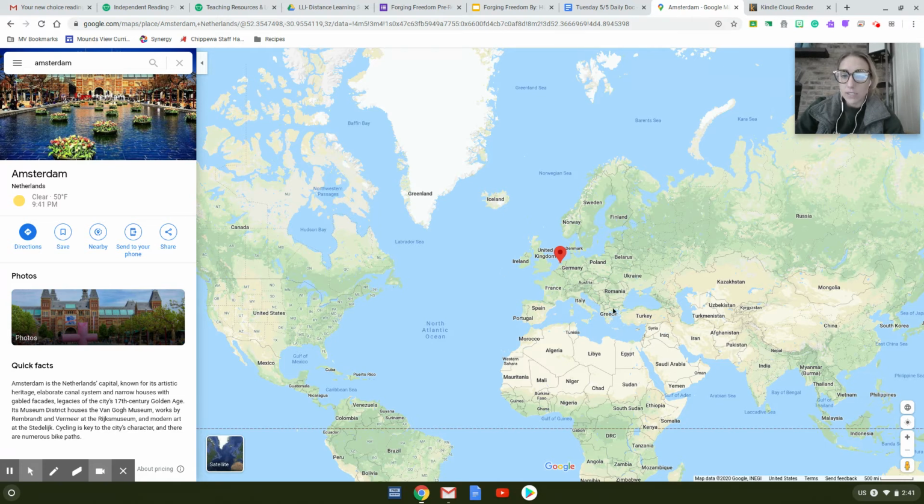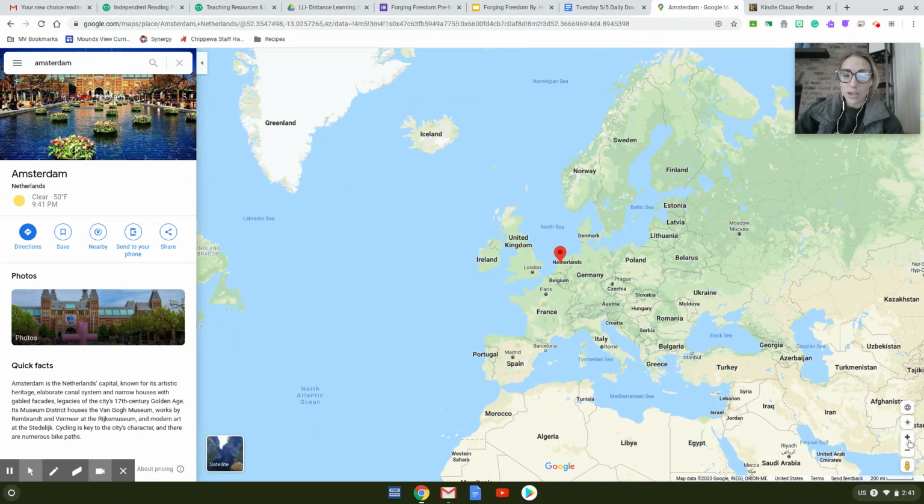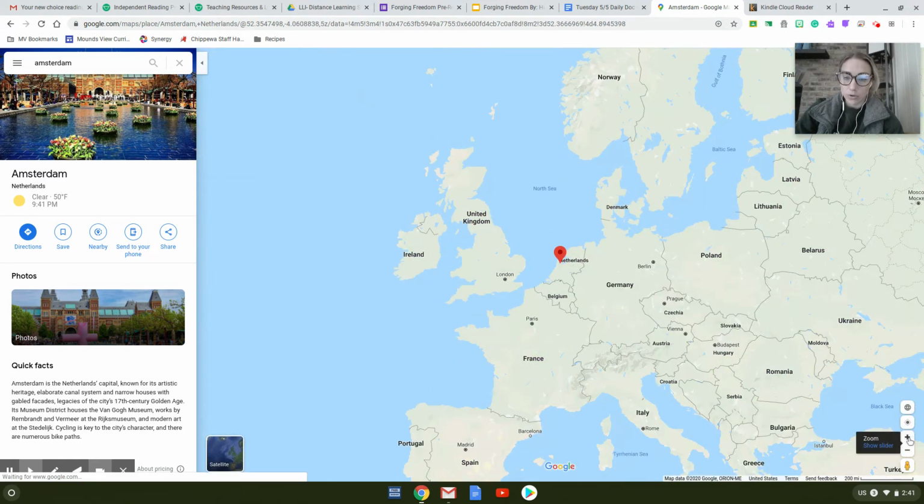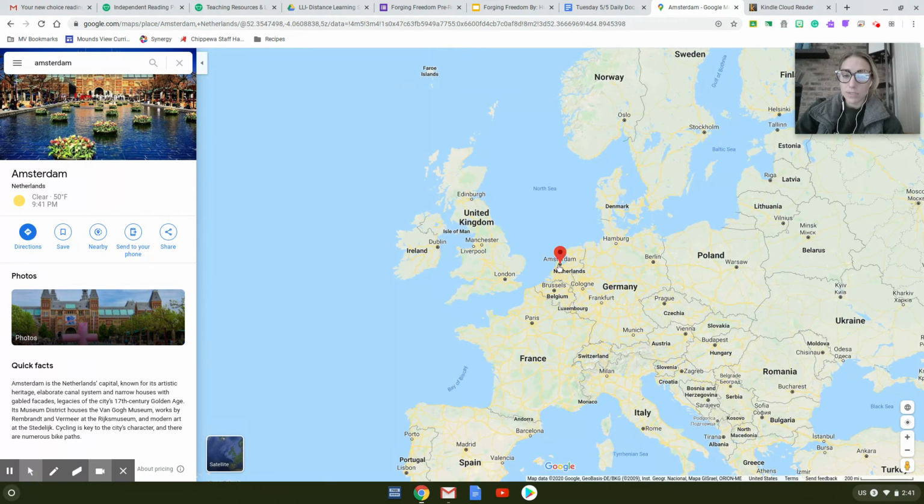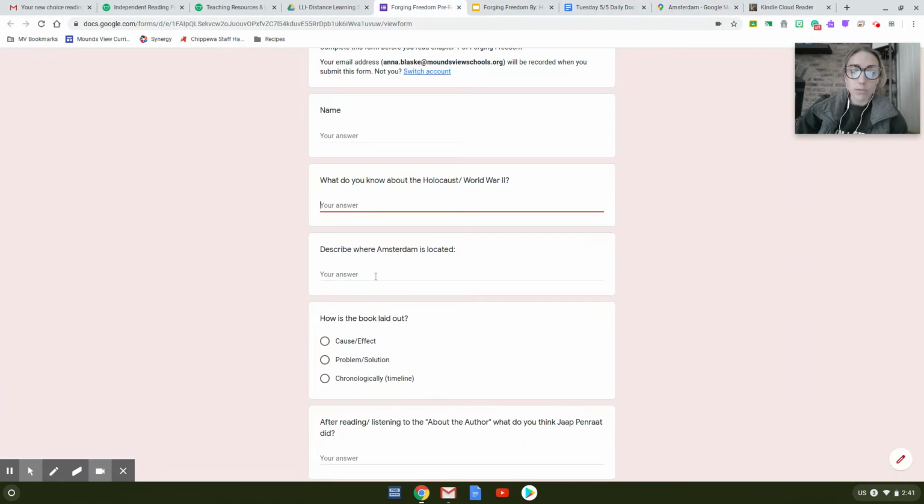Okay, and then we have, this is Europe. Okay, and Amsterdam, if you look, it's not in Germany, but located right next to Germany. So Amsterdam is a city in the Netherlands. Okay, so the Netherlands is the country. Amsterdam is the city in the Netherlands. And if you look, okay, the Netherlands, this country here, borders Germany. Okay, so that might be important for you to know as you're reading this book. So then go ahead and answer number two, describe where Amsterdam is located. In your own words, where is Amsterdam located?